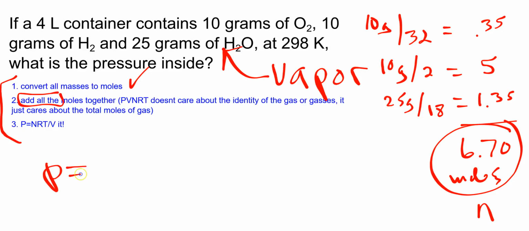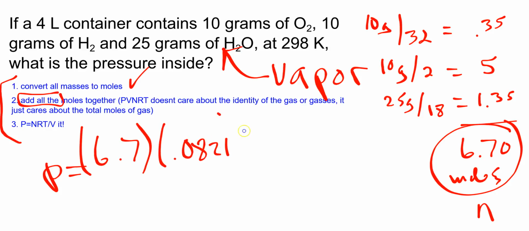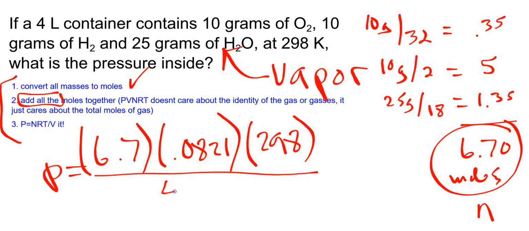P equals, and once again, use the number that really was there, 6.7. That's our N. Then 0.0821. And then our T is 298 Kelvin. And our volume here is a 4-liter container. So you can go ahead and plug that in and get your answer as well. Please do the next example.